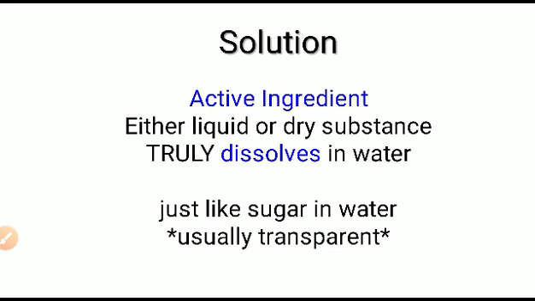First, that is the solution. Here the active ingredients, either liquid or dry substances, are truly dissolved in water. Whenever this active ingredient or pesticide dissolves in water, it becomes a transparent solution. And whenever this transparent solution is formed, then only we can spread it on the plant for pest control.